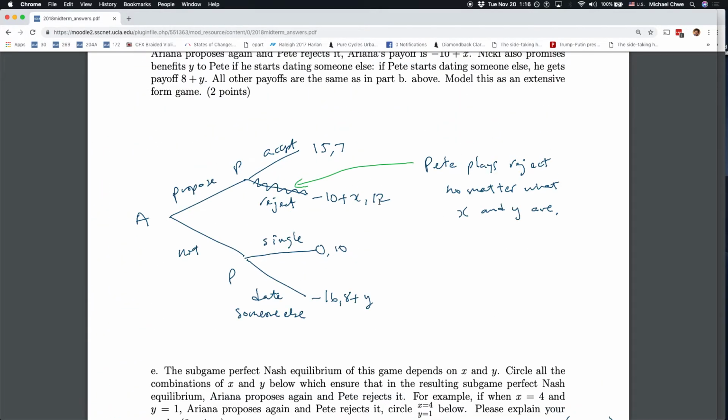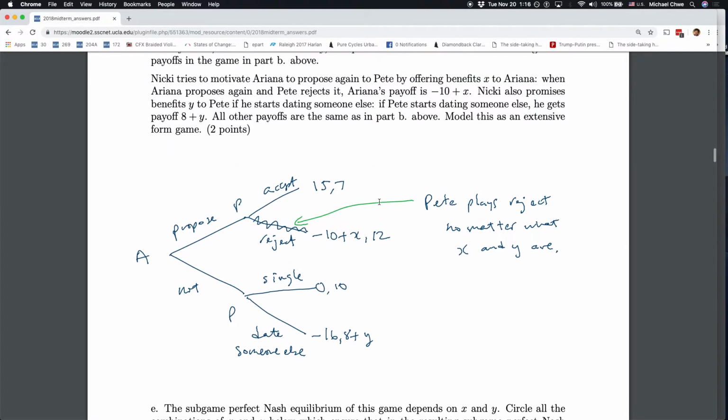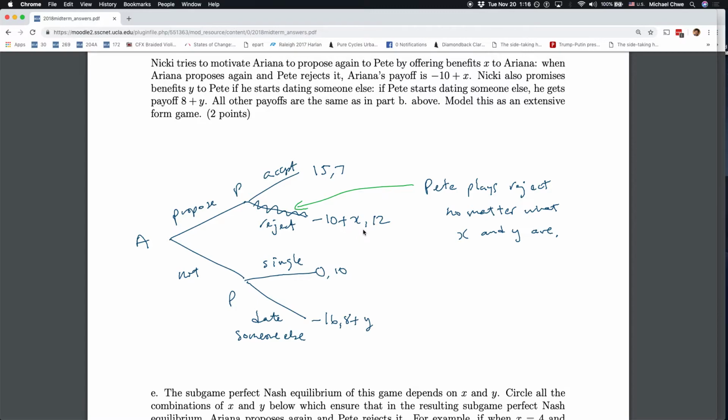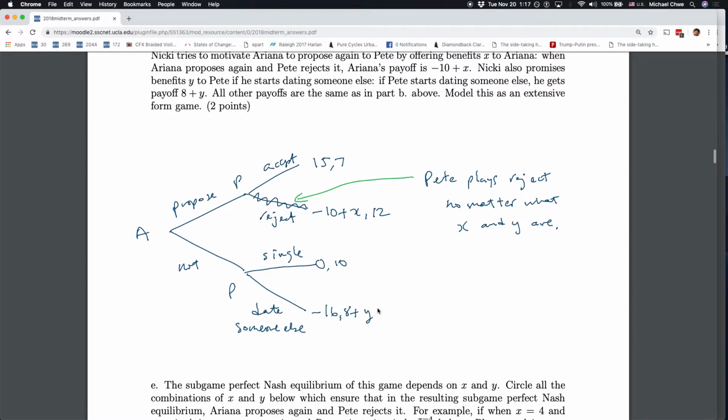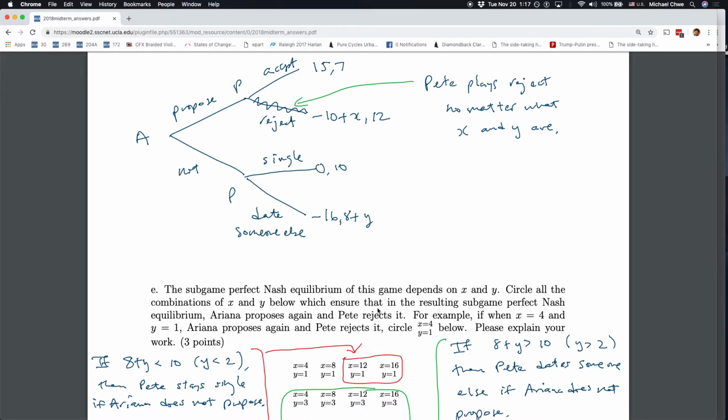Okay, so what is it? Nikki puts the X and the Y in there, right? So Nikki's trying to embarrass Ariana. Nikki wants Ariana to propose and be rejected again. Is it clear where this comes from? So the question is: circle all the X and Y's which make the resulting subgame perfect Nash equilibrium in which Ariana proposes again and Pete rejects it.